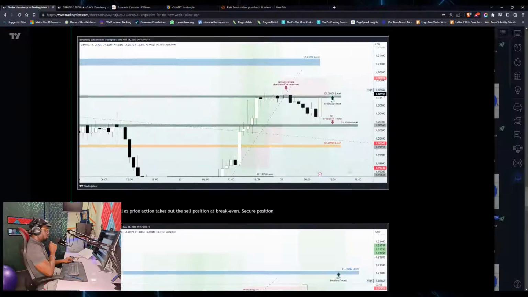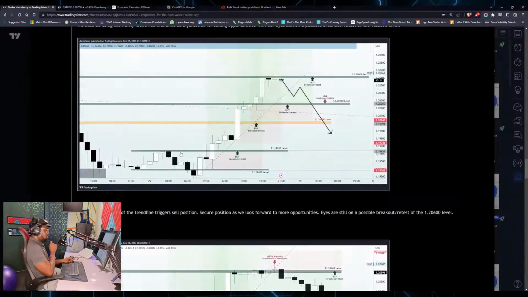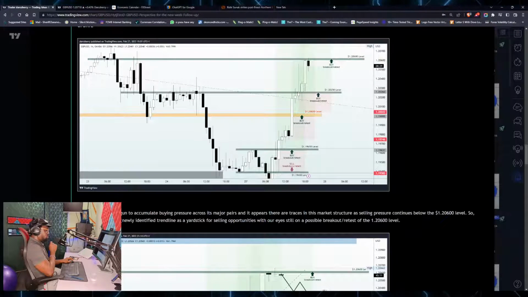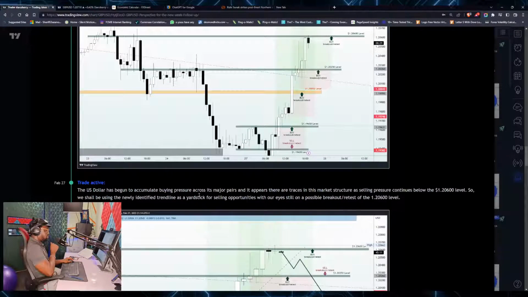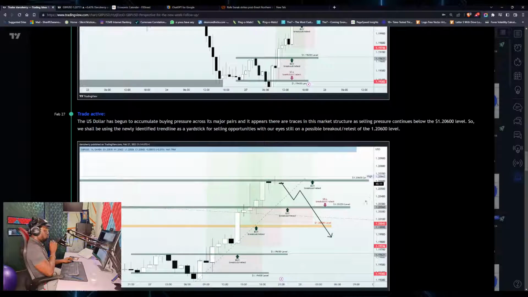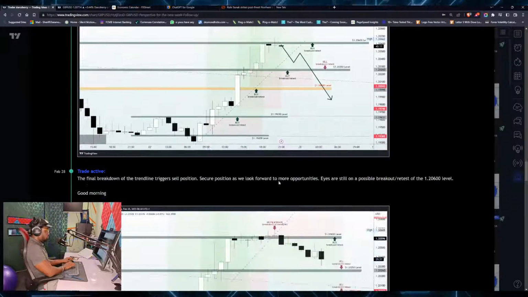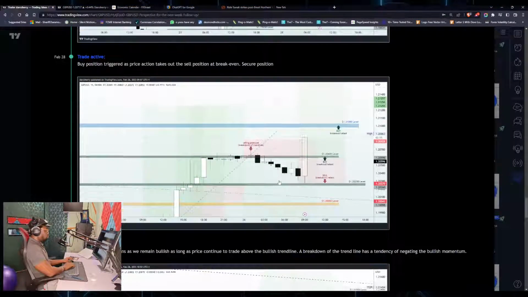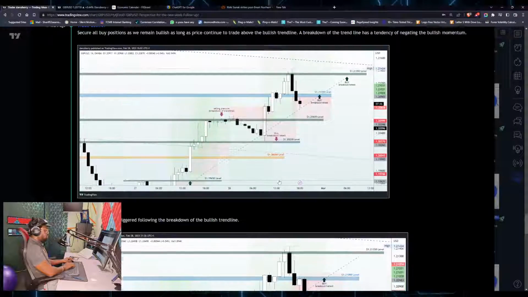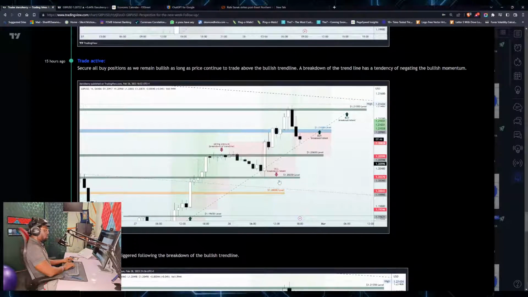So I said the US dollar began to accumulate buying pressure across its major pairs, and it appears there are traces in this market structures as selling pressure continues below the 1.20600 level. So we shall be using the newly identified trend line as a yardstick for certain opportunities. That is, if price action breaks down that trend line, we shall definitely be looking out for. Okay, that was yesterday's own.